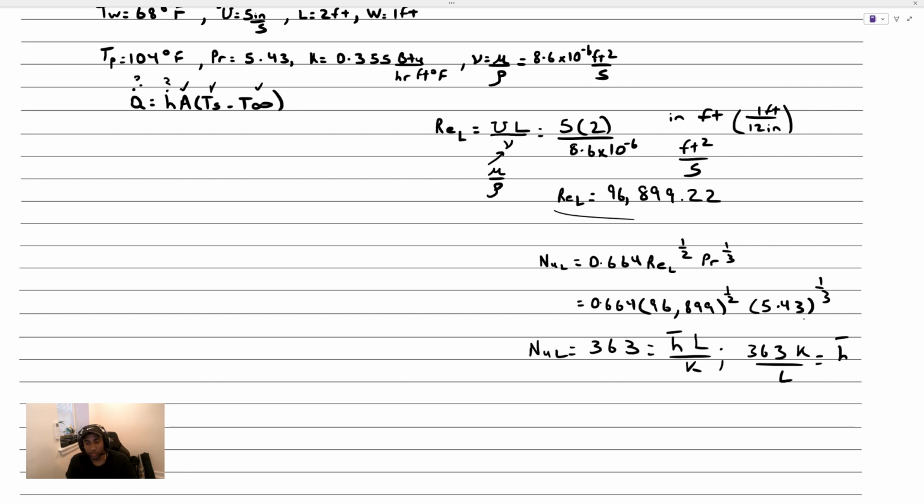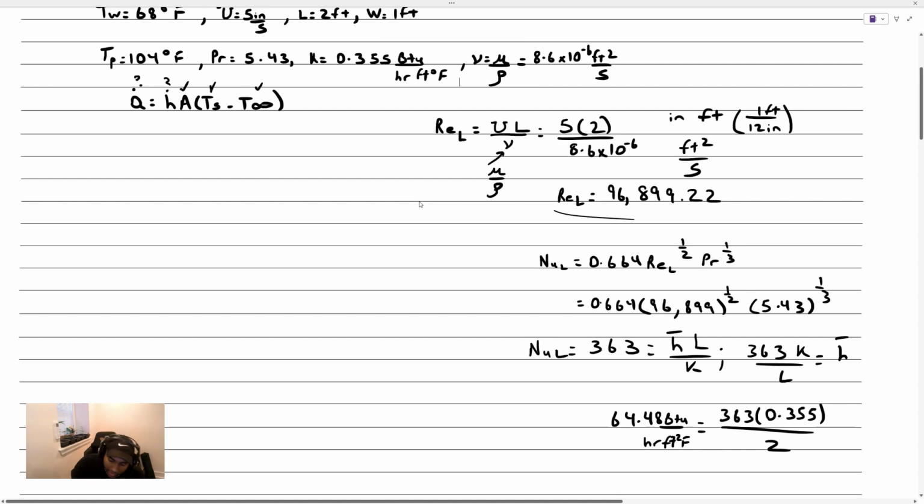Then we can plug into Newton's law of cooling. We have 363, and the k value is 0.355. The length of the plate was 2 feet, so 363 times 0.355 over 2. We get 64.48. That's BTUs per hour foot squared F.